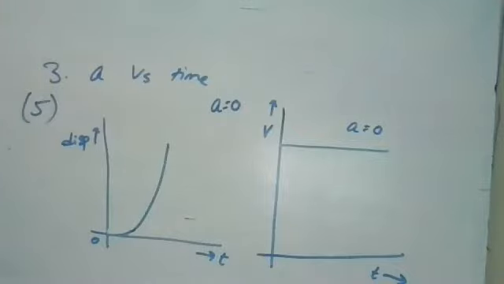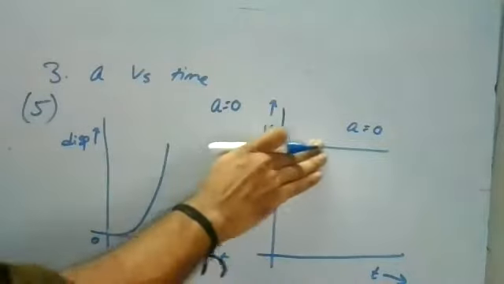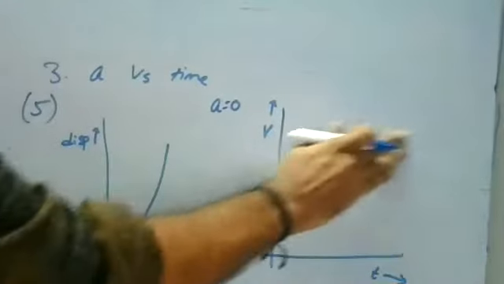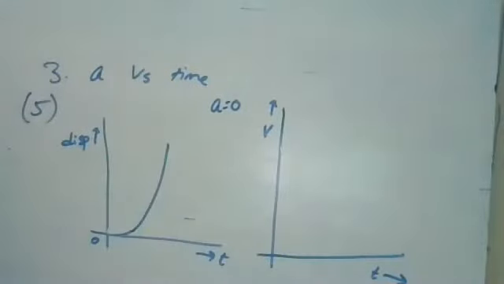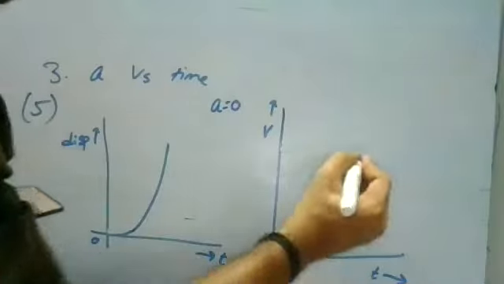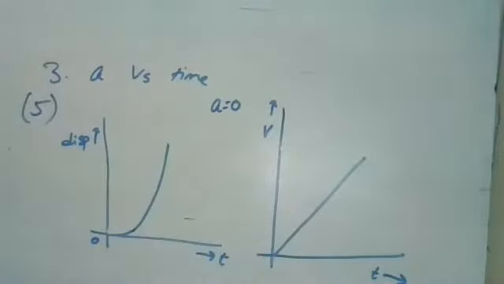Continuing to that, the velocity time graph is a straight line inclined to the time axis. So these two are uniform accelerations. This is displacement versus time, and this is velocity versus time.